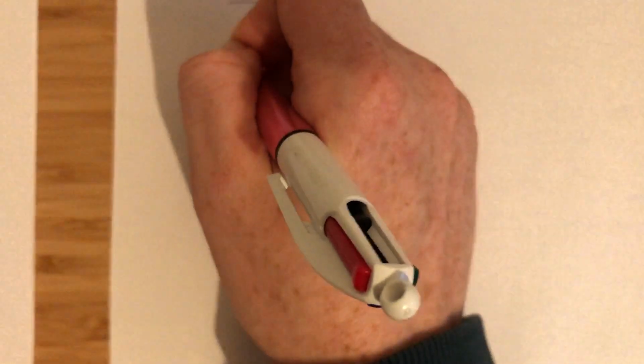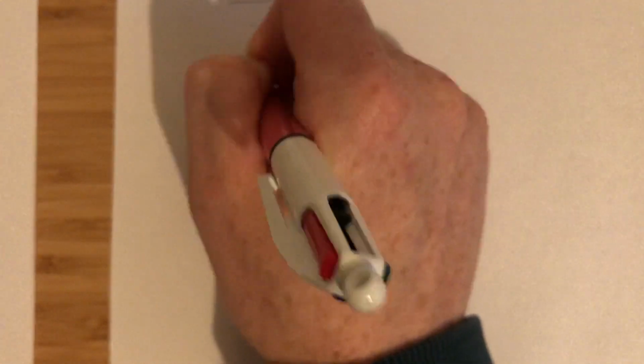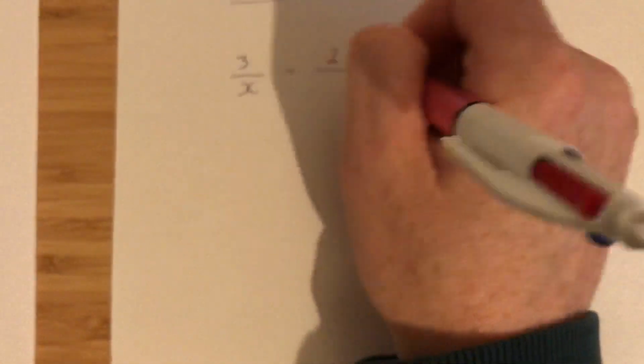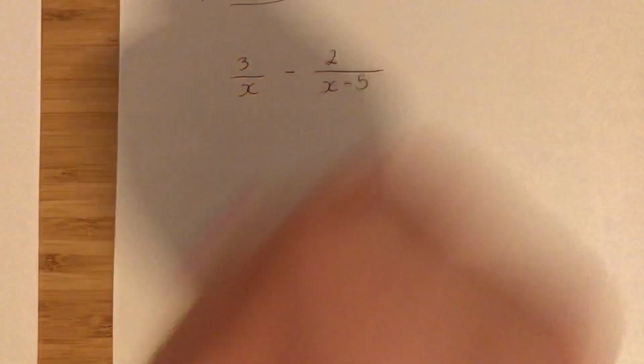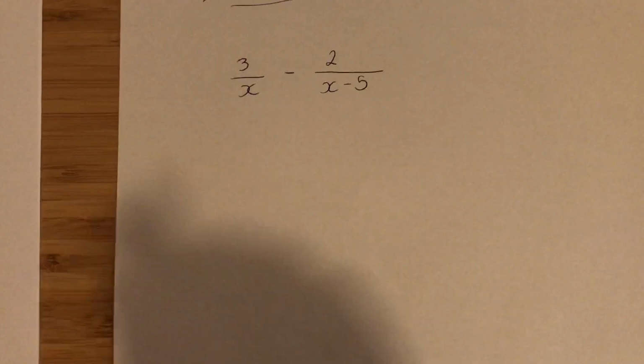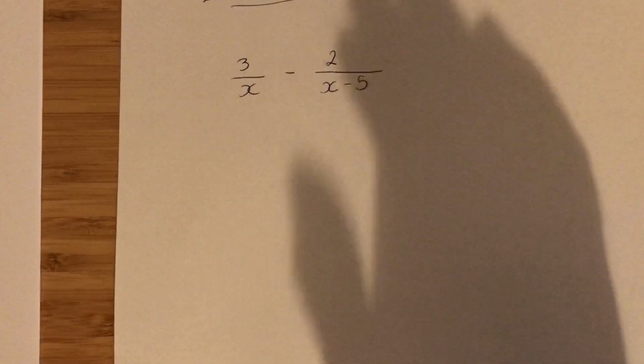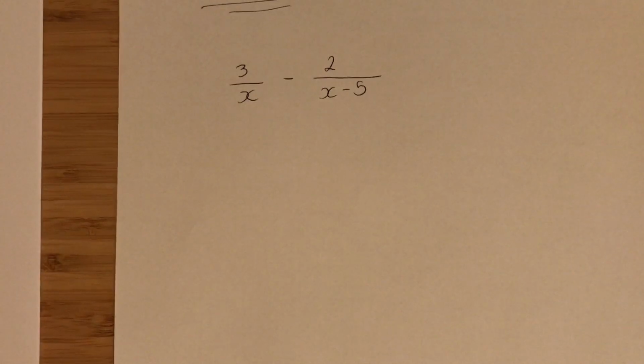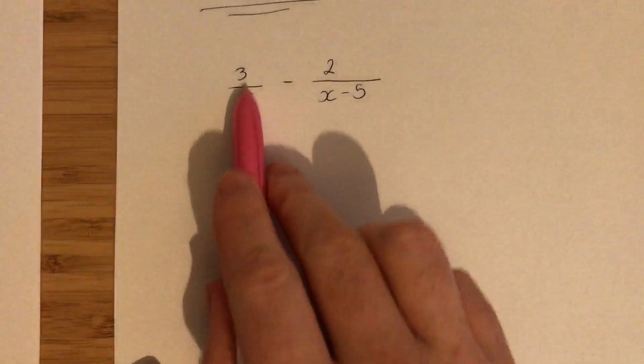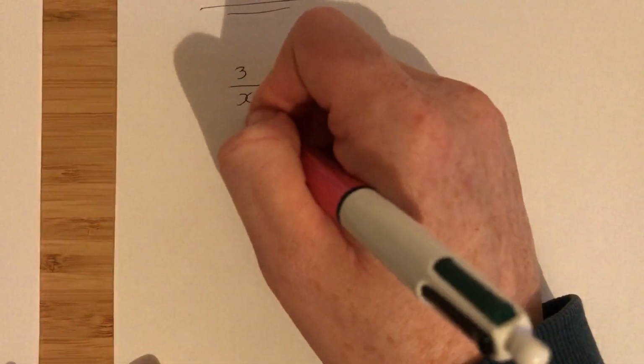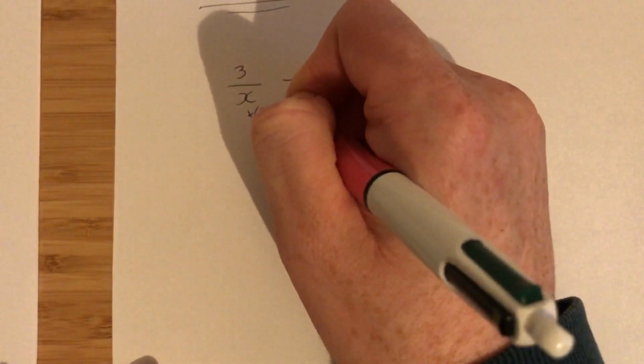I'm going to look at a subtraction one now. Pretty much the same. We've just got to watch our minus sign here. So this one I'm going to do 3 over x minus 2 over x minus 5. So as before, same as adding, we need a common denominator. So the easiest way with algebraic fractions is I'm going to multiply this one here by this denominator. So multiply that by x minus 5.